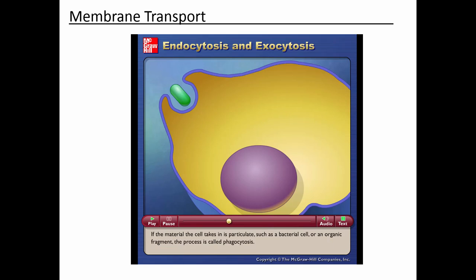If the material the cell takes in is particulate, such as a bacterial cell or an organic fragment, the process is called phagocytosis.